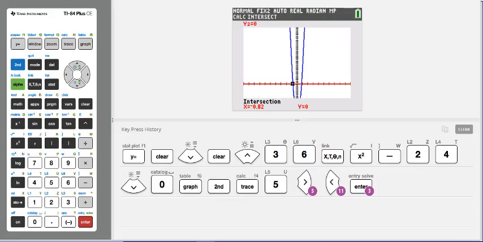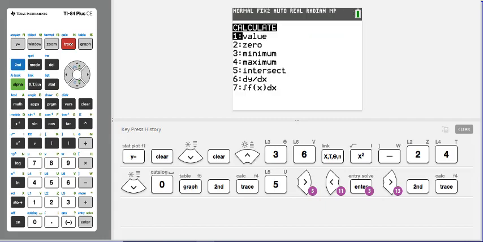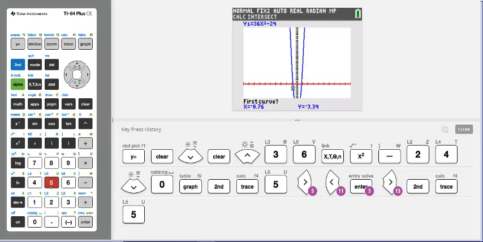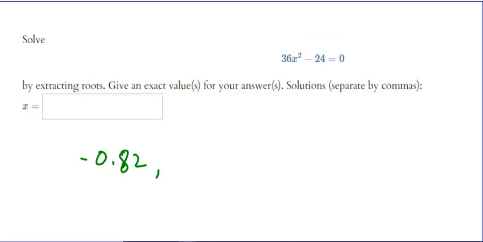Go back to this one. Now I'm going to move it over. Oh, sorry. Second trace 5. Now I'm going to move it over. I was just hitting the trace button, and that's not good. Okay, so I've moved it up right at the intersection of that. Enter, enter, enter. And that's a positive 0.82. Okay, so that makes solving a whole lot easier.